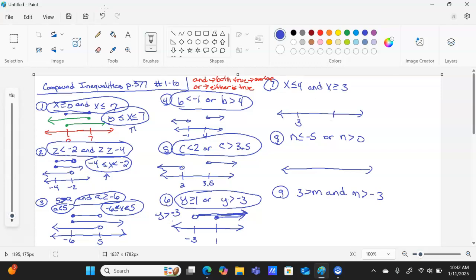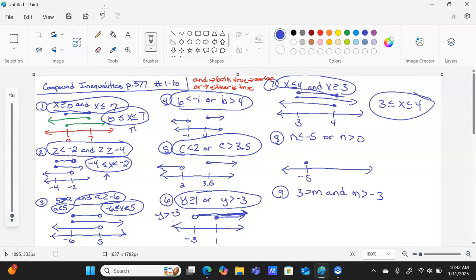So we have 3 and 4 on this one, less than or equal to 4, greater than or equal to 3. The overlap region is right here between 3 and 4, so between 3 and 4. And that could also be written like that. On this one, -5, it's less than or equal to that, greater than or equal to, greater than 0. So this is your solution.